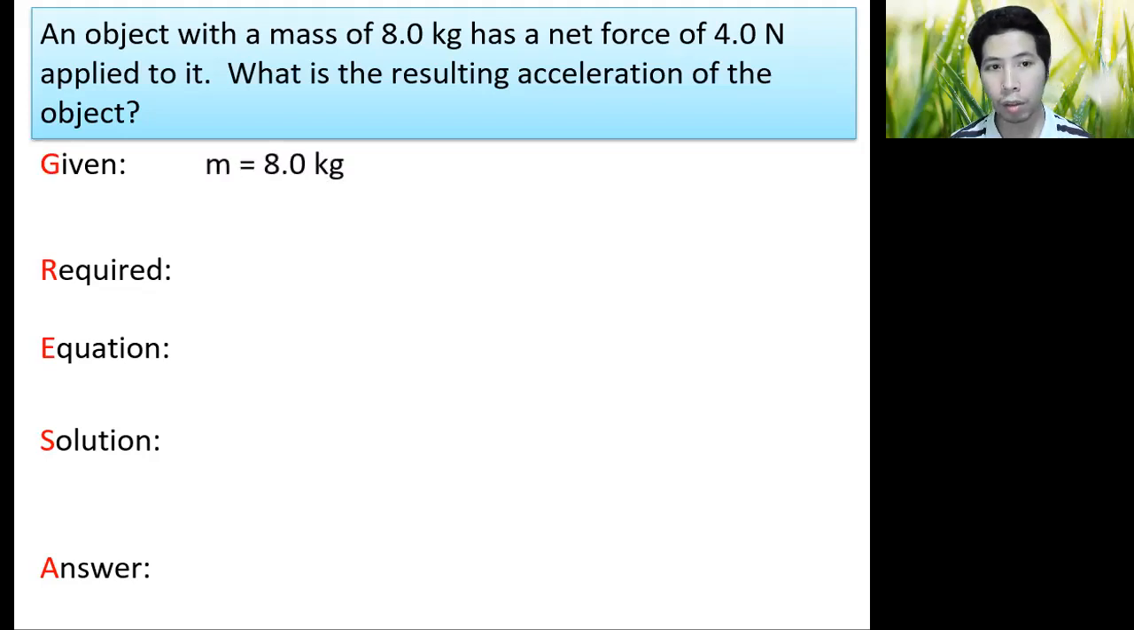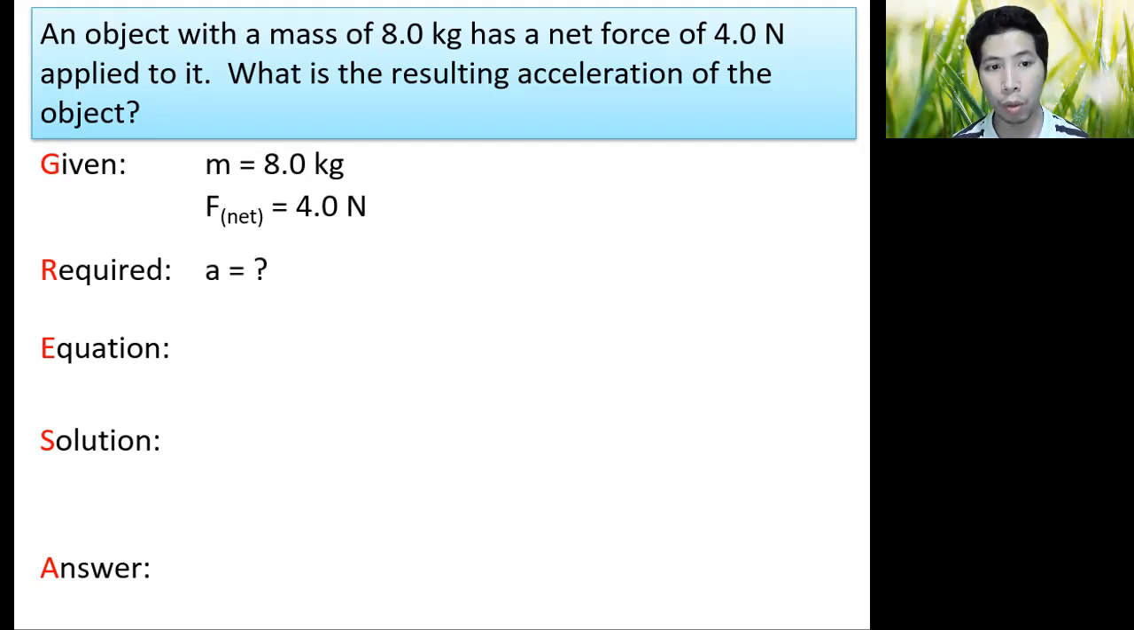So the mass in this problem is 8 kilograms, as is stated in the problem. And then we have a net force of 4 newtons. So it is very important that you identify first the given and the required. So what is being asked in this problem? It says here in the second statement, what is the resulting acceleration of the object? So we're looking for the acceleration.